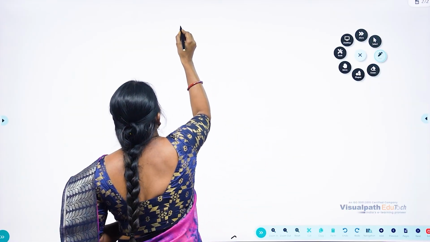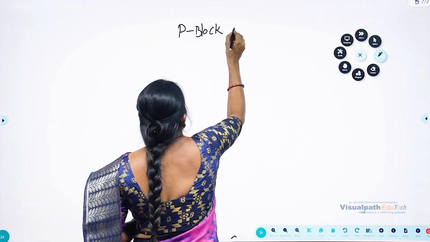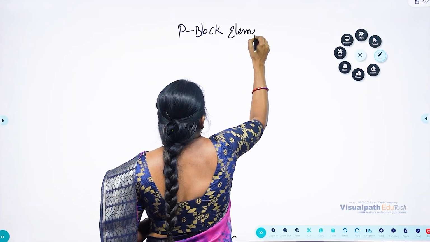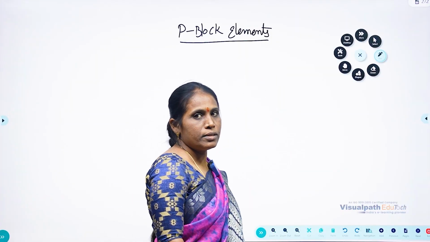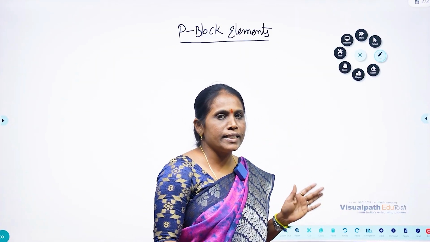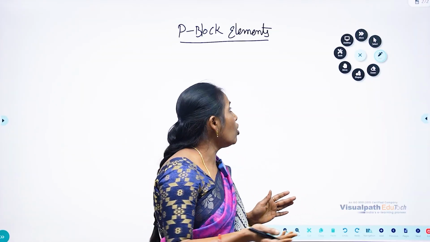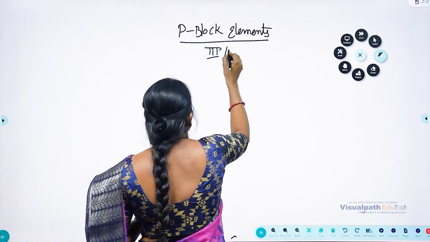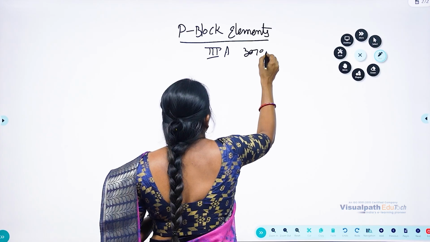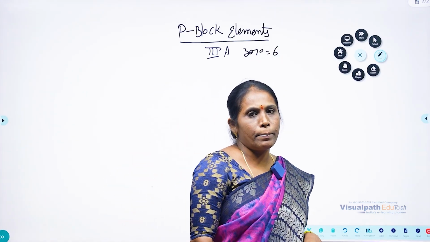Now we discuss the p block elements. So what are the p block elements? Generally in the periodic table, the left side has the s block elements and the right side has the p block elements. In this p block, generally groups 3A to 0 are included. A total of 6 groups come under the p block.